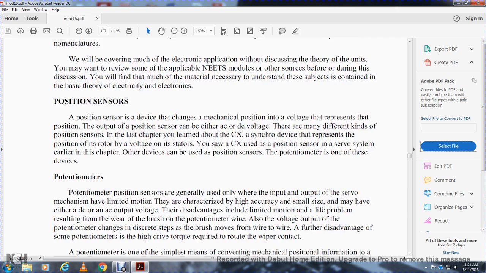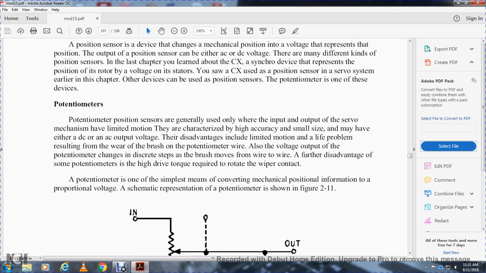The potentiometer is one of the devices, usually with a position sensor, generally used with the input and output of a servo mechanism, limited mostly to high accuracy, small size applications. It may have either a DC or AC output voltage. Disadvantages include limited motion and a life problem, the result of wear of the wire of the potentiometer.